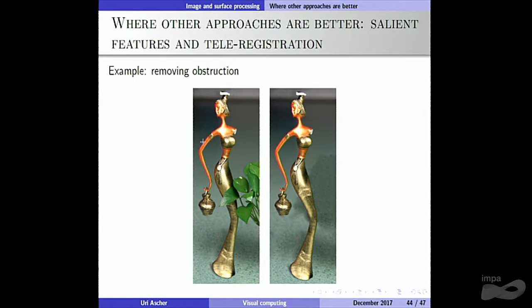Here's another one. This plant here is in the way. So the user says, erase that. Of course, this creates a hole here. What we did in this case was take a piece from the leg and insert it here. And again, the salient curves say how you insert it. So what you see here came from here.